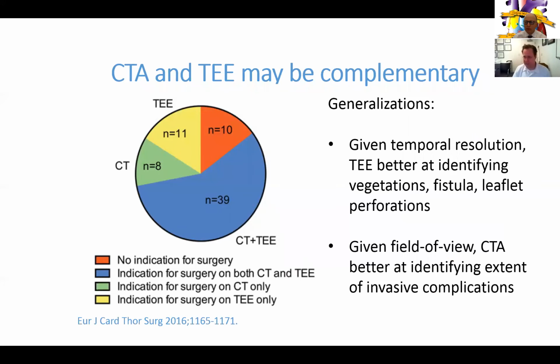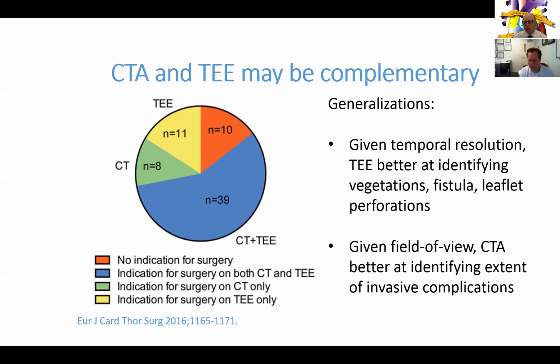Now, to a certain extent, CTA and TEE may be complementary. So this was a small study, but interesting and informative in that it just asked the question of which modality provided the indication for surgery. And you can see in some patients, the CT and TEE both had indication for surgery. In some patients, it was the TEE only, and in some patients, it was only the CT. So there may be patients who would benefit from a transesophageal echo and a CTA.